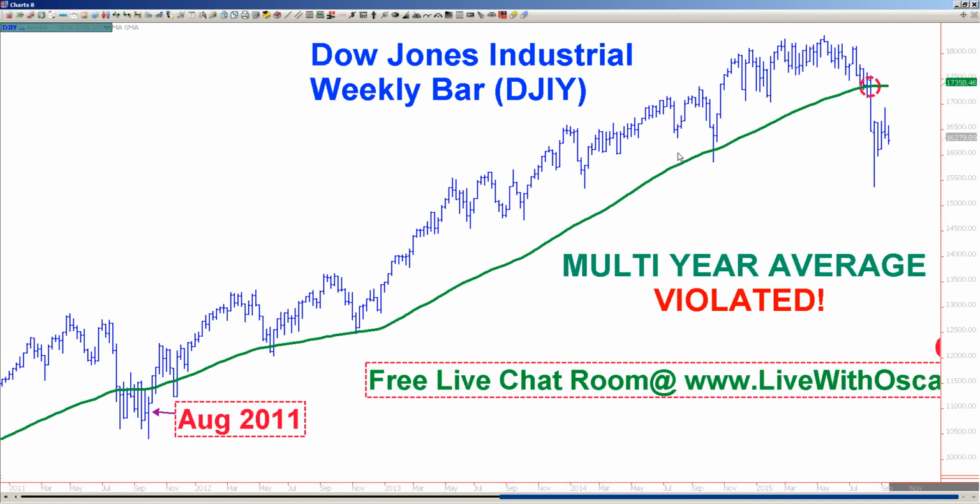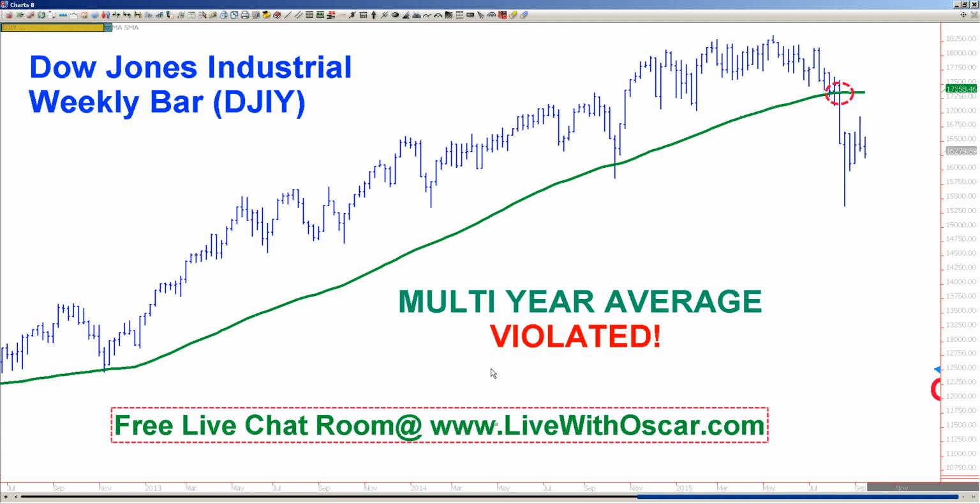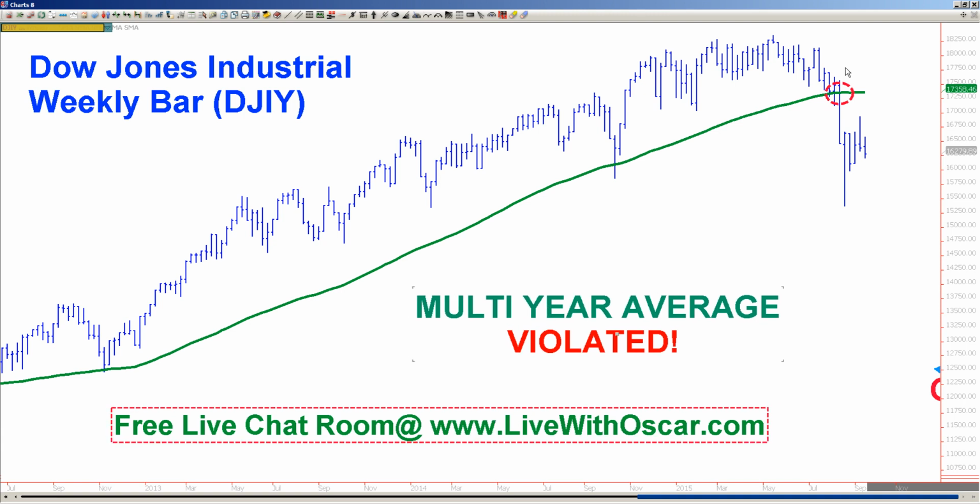There's a lot to show you here tonight, kids. So on this one, let's look at another weekly. Dow Jones Industrial Average weekly bar. Multi-year average violated. Ouch. Not usually violated. If it gets violated, you expect it to run right back up and on with the show. Here it ran back up, but it didn't even get close, and it's starting to come back down. Not the best picture we could have ever painted for the future of our markets.